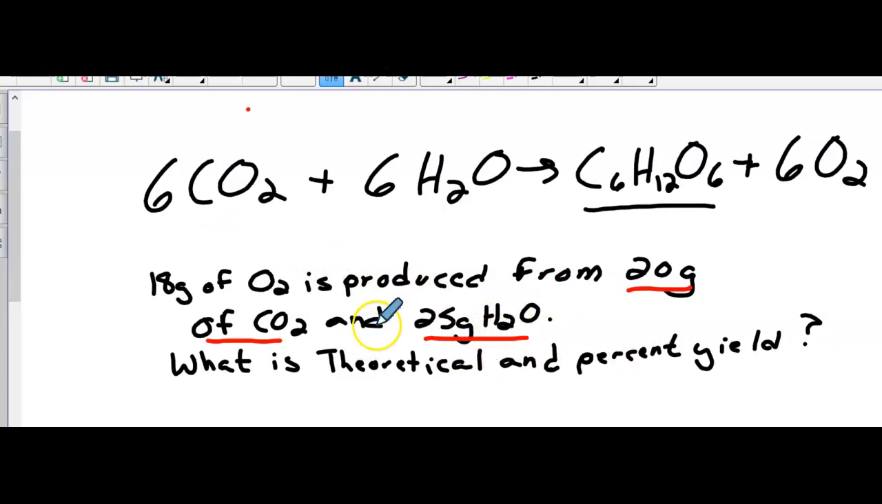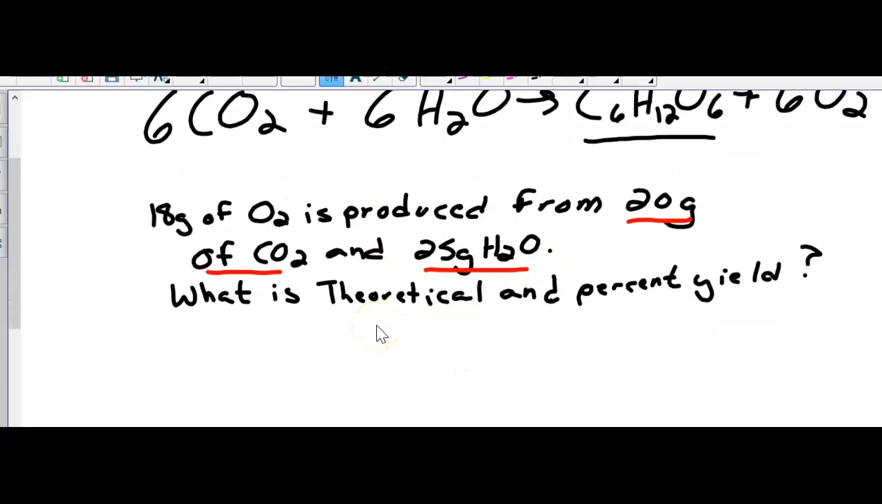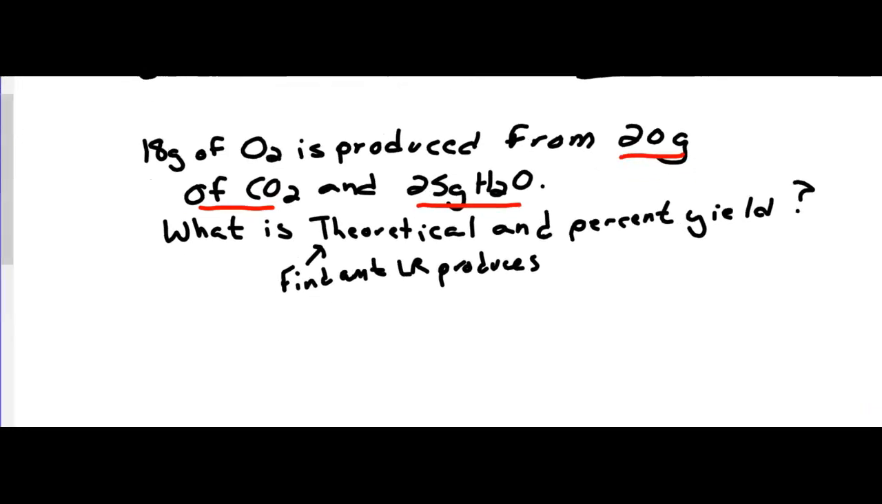All right, to find the theoretical yield, we do our stoichiometry. Find the amount the limiting reactant produces. And that's what you guys have been doing. So we're going to do that.